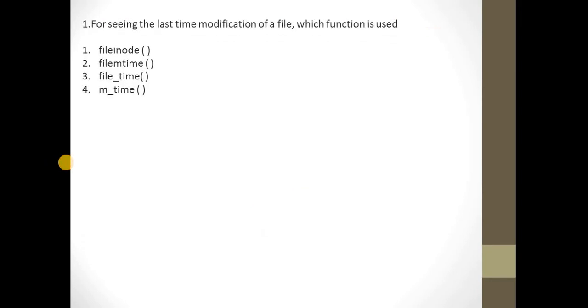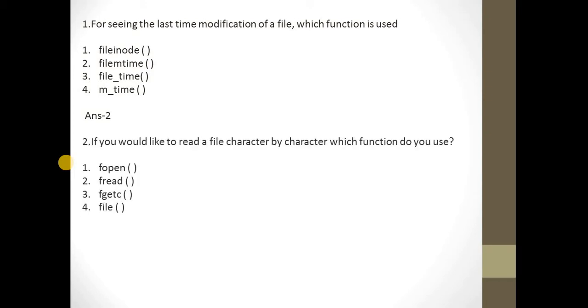For seeing the last time modification of a file, which function is used? Answer is 2, that is the filemtime function. Second question is, if you would like to read a file character by character, which function do you use? Answer is third, fgetc. This function is used to read character by character.